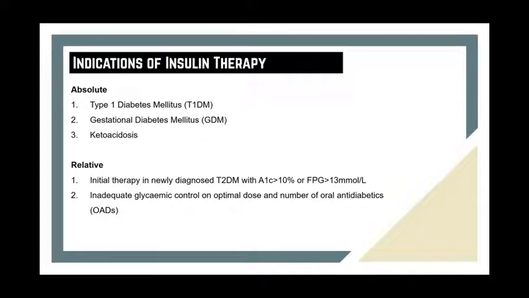This is the indication of insulin therapy. They are absolute for type 1 diabetes mellitus, GDM, and for those who experience ketoacidosis. And relatively, it will be the initial therapy in newly diagnosed type 2 diabetes with A1C more than 10% or fasting plasma glucose more than 30 mmol per liter, or inadequate glycemic control on optimal dose and number of oral anti-diabetic drugs.